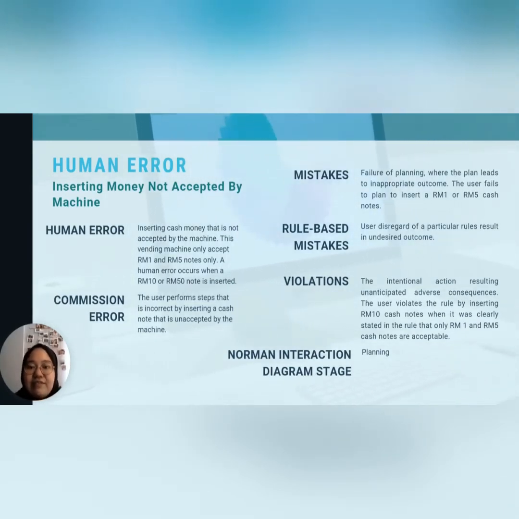The user actually violates the rule by inserting 10 ringgit cash notes when it was clearly stated in the rule that only 1 ringgit and 5 ringgit notes are acceptable. And this error occurs at the planning stage in the Norman interaction design.